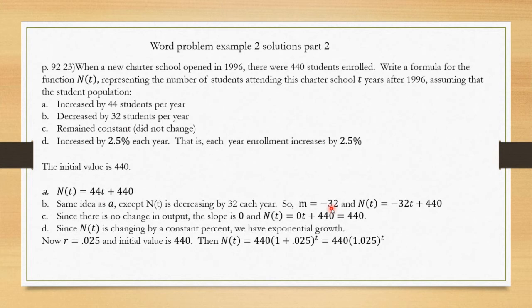So our slope is negative 32. The initial value is still the same. So we have m times t plus b, negative 32 times t plus 440.